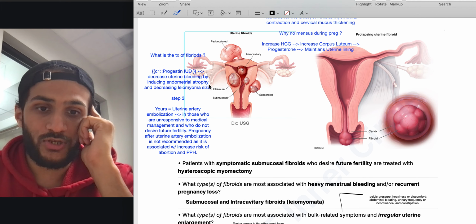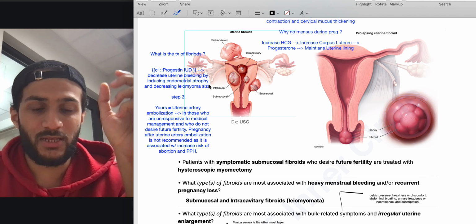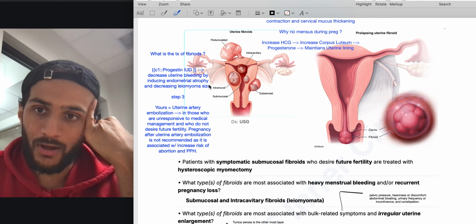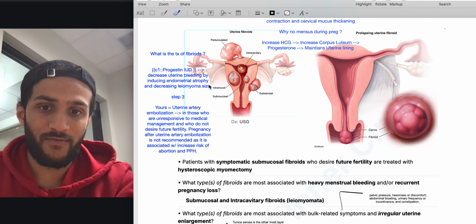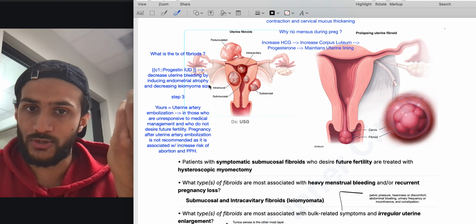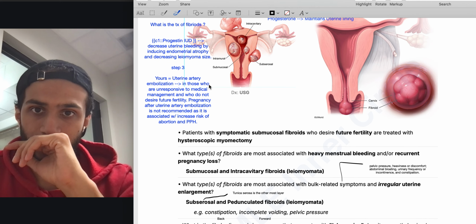What type of fibroid is most associated with bulk-related symptoms and irregular uterine enlargement? Bulk-related symptoms means pelvic pressure, heaviness, and discomfort, and urinary incontinence and constipation. We spoke about this as well. Pedunculated or subserosal? Pedunculated, subserosal.